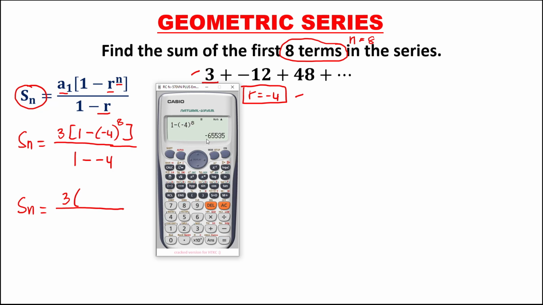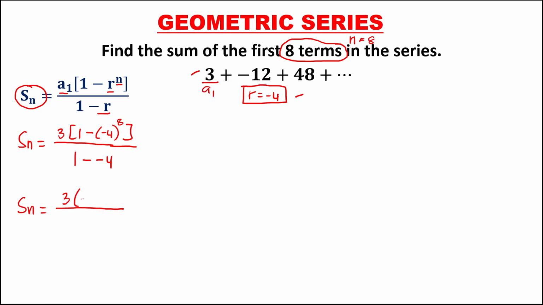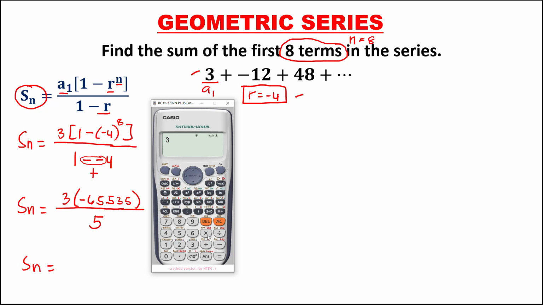So this is equal to -65,535. Then for this denominator, double negative, so this becomes positive. So we have 1 plus 4, so this becomes +5.